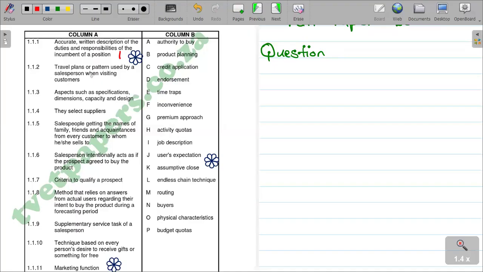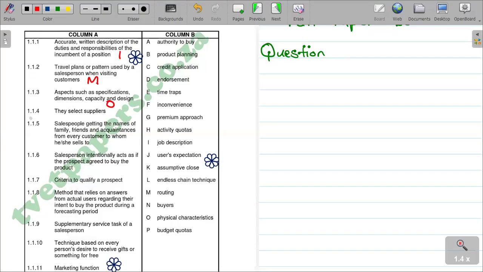1.12, travel plans or patterns used by a salesperson when visiting customers. We call it routing. So routing is M. Aspects such as specifications, dimensions, capacity, and design, this is what we call physical characteristics. So physical characteristics is on O. The answer is O.